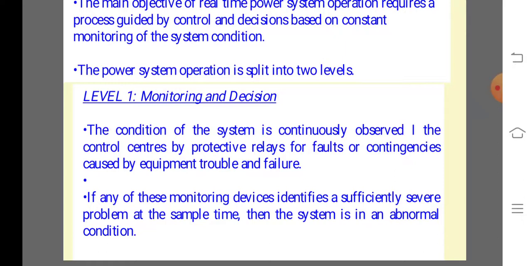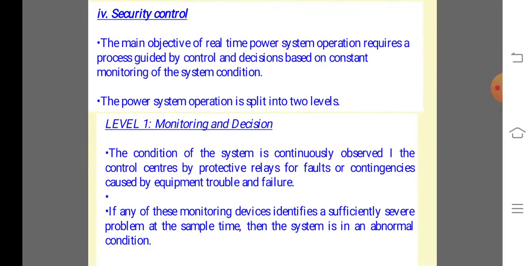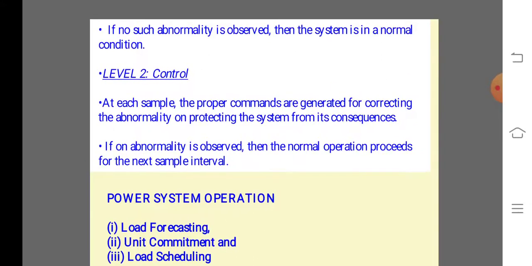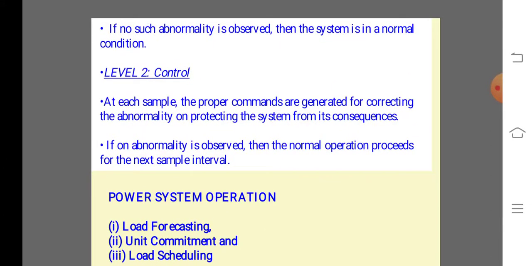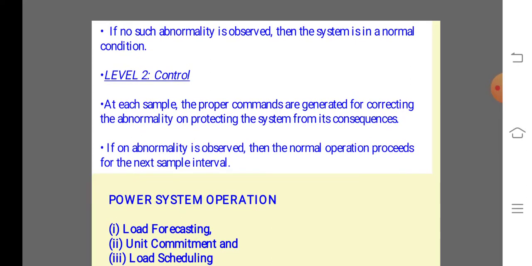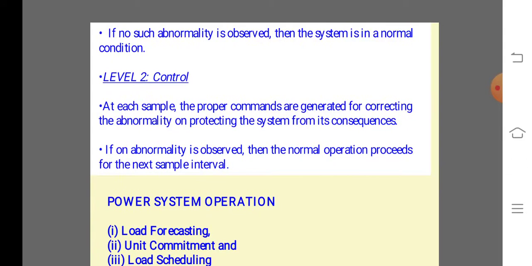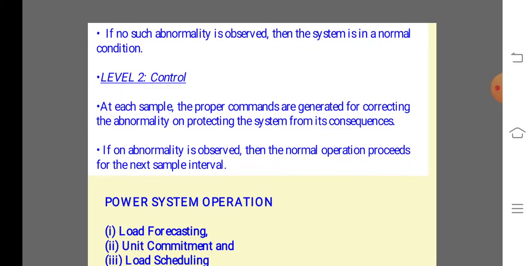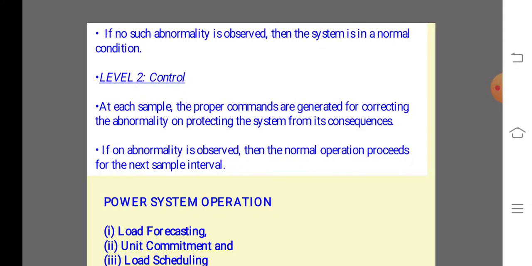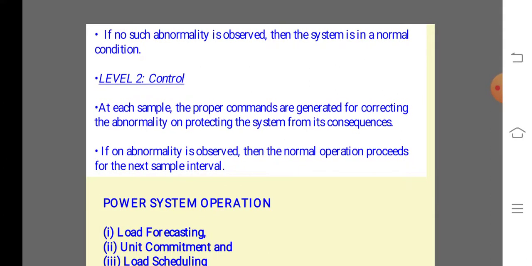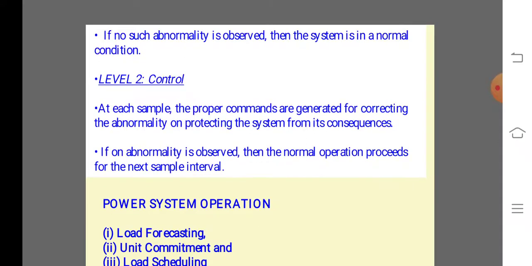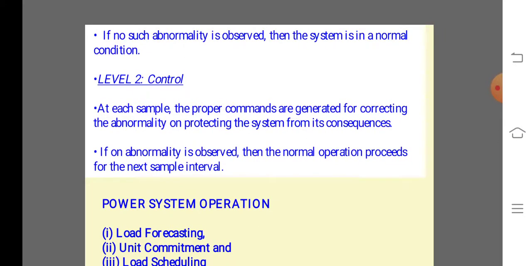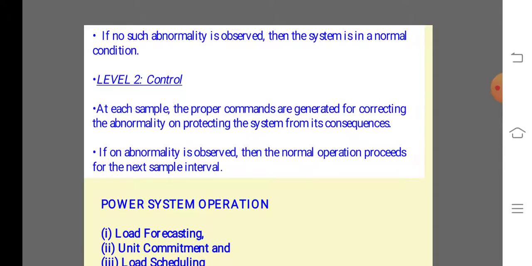If any of these monitoring devices identifies a sufficiently severe problem at the sample time, then the system is in an abnormal condition. If no such abnormality is observed, then the system is in normal condition. Level 2 is control. At each sample, the proper commands are generated for correcting the abnormality and protecting the system from its consequence. If no abnormality is observed, then normal operation proceeds for the next sample interval. Thank you.